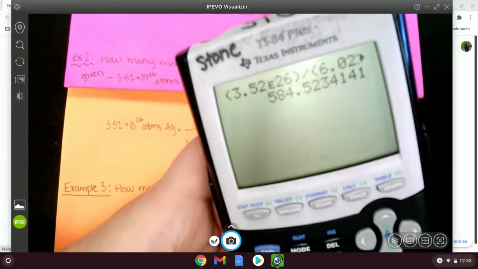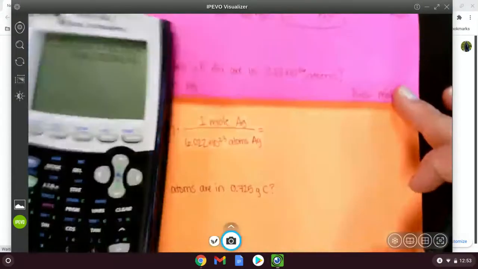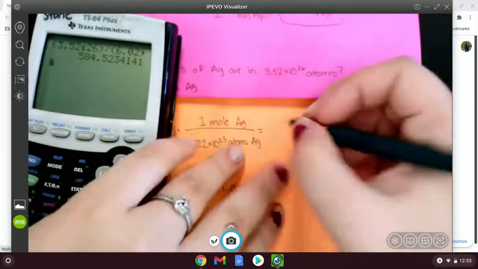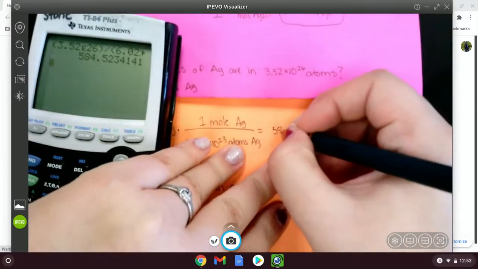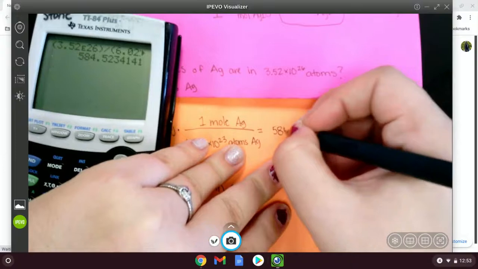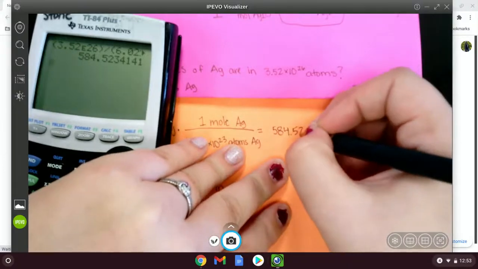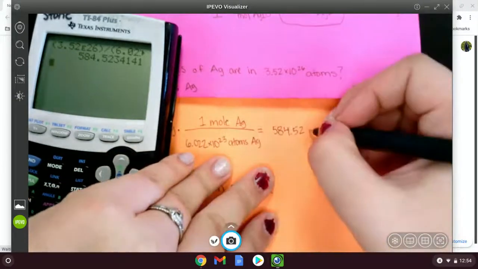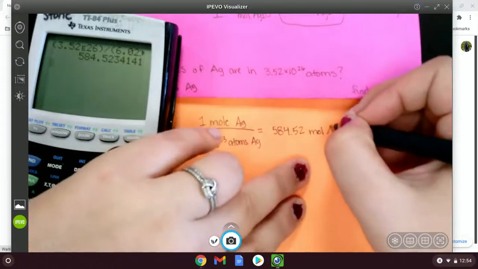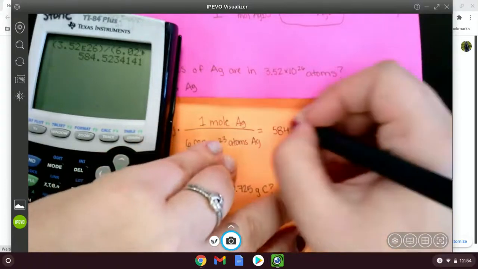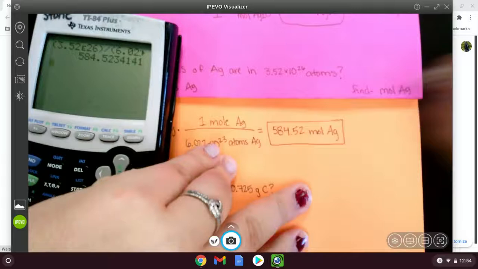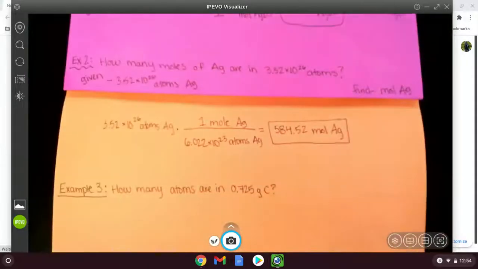Close parentheses. And as you can see, we get an answer of 584.52. So that's what my answer will be, and that's what I'm going to write here. We have a total of 584.52 moles of silver. So that's example 2.